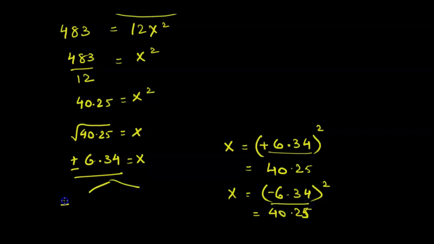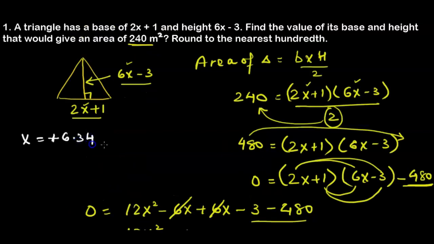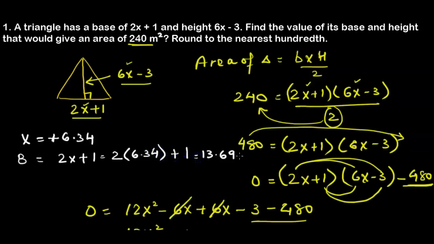That's how we get two x values. One is positive 6.34 and one is negative 6.34. However, we rule out the negative 6.34 option because we are looking for dimensions, and dimensions cannot be negative. So we take the positive 6.34 value of x. The x we've got is positive 6.34. So the base of this triangle is 2x plus 1, equal to 2 times 6.34 plus 1. That is equal to 13.69 meters.